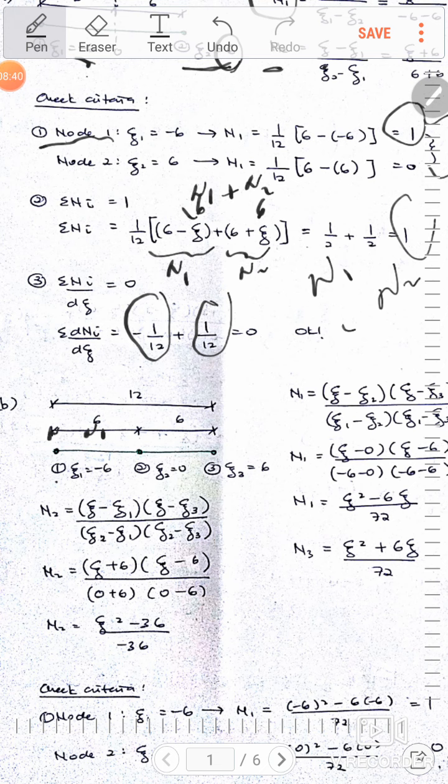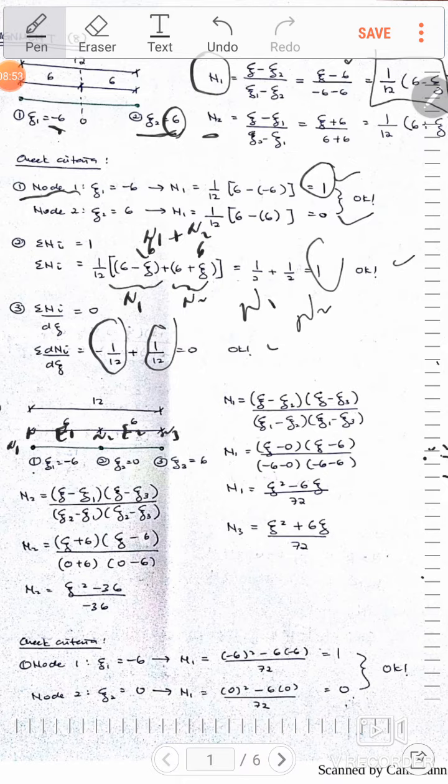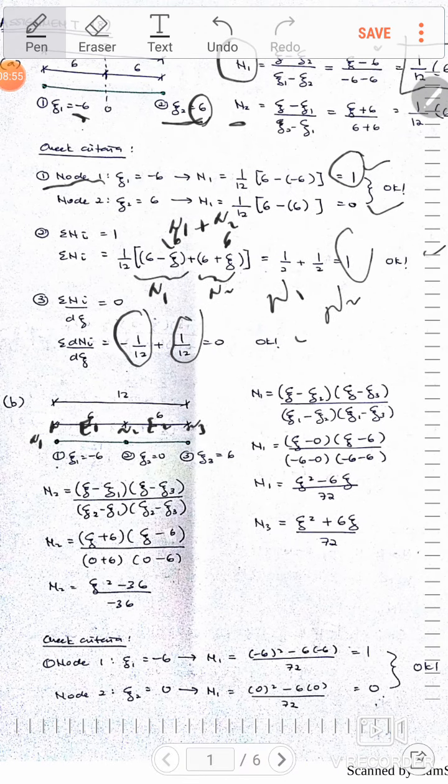Elements, I'm sorry, element number 1 and element number 2. Here node number 1, node number 2, and node number 3. Okay, so Lagrange method for the node number 1.